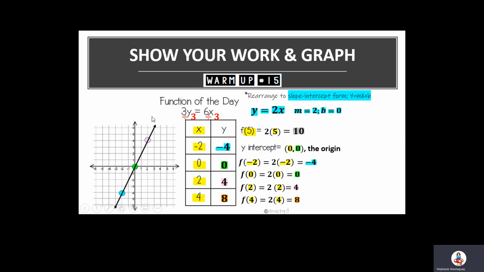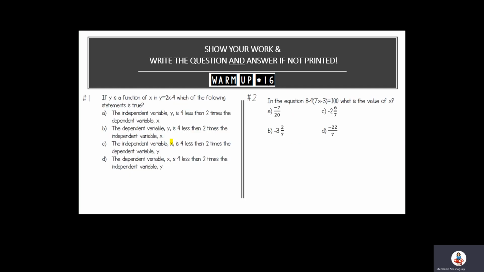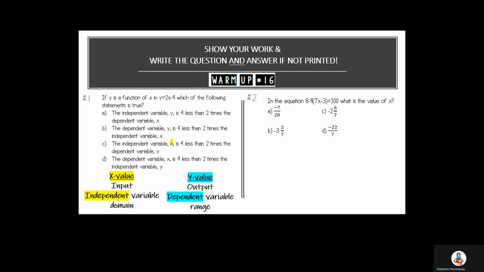And we're going to move on to warm-up number 16. So it says if y is a function of x, y is equal to 2x minus 4, which of the following statements is true? So I notice in A it's talking about the independent variable and it's talking about y. Well, my x values talk about my input, my independent variable, and my domain. And my y values talk about my output, my dependent variable, and my range.